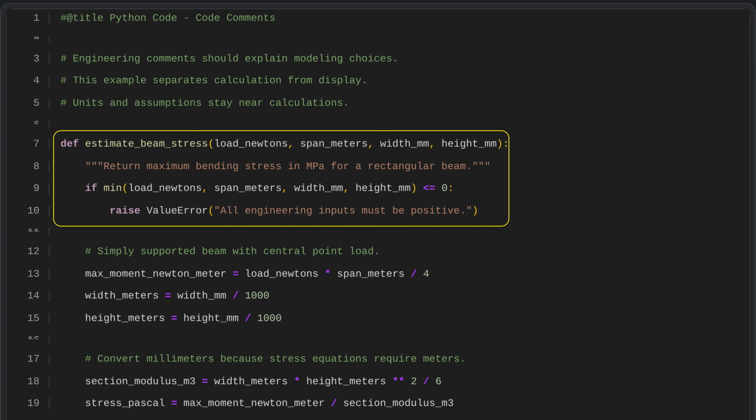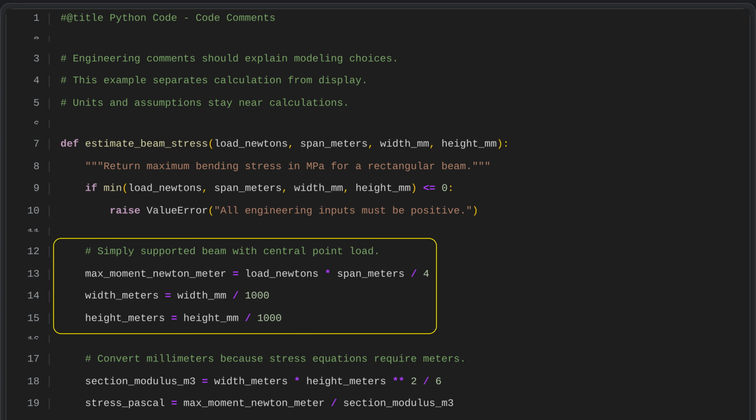The function calculates the maximum bending stress in a rectangular beam and returns the value in megapascals. Before doing the calculation, it checks that the load, span, width, and height are all positive. If any input is 0 or negative, it raises an error to prevent invalid engineering results.